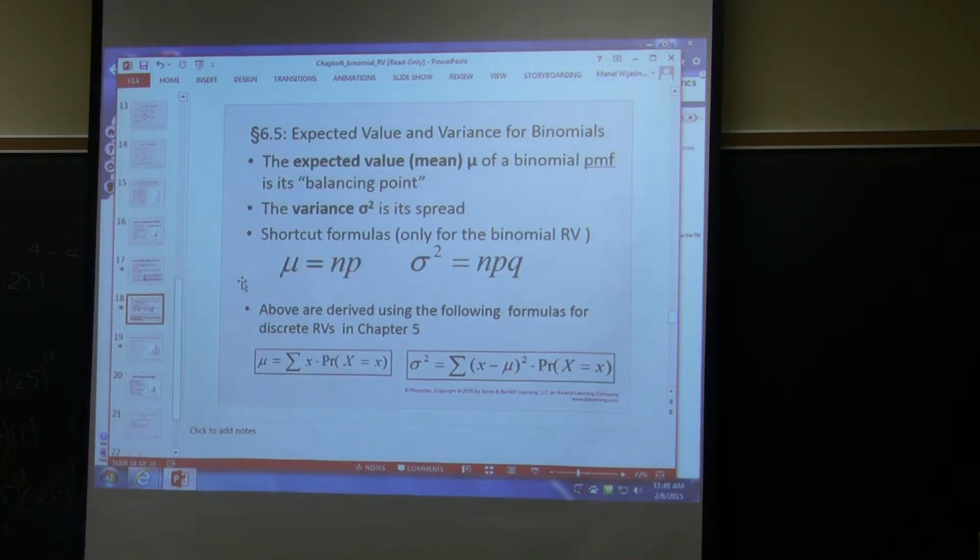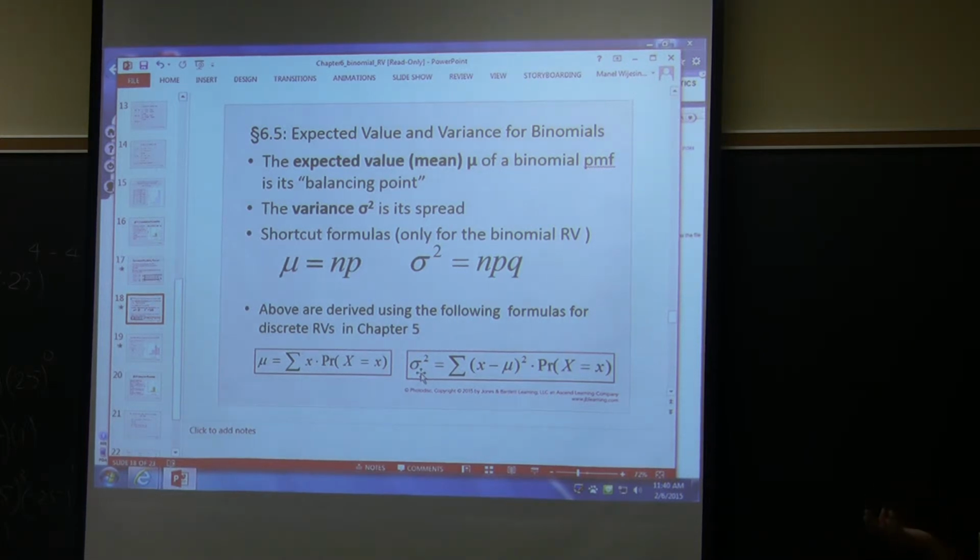Okay, now the expected value and the variance for binomials. Remember the symbol for expected value is mu. We did that for any general discrete random variable in chapter 5. Remember the mu formula, I think I put it somewhere here. Oh, right here. We learned these two formulas in the previous chapter: how to find mu and sigma squared for any general discrete random variable.